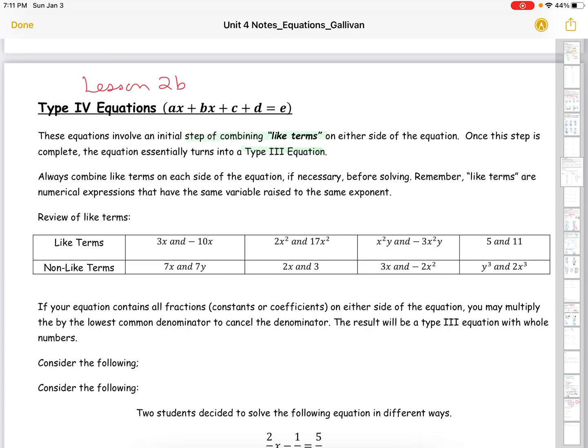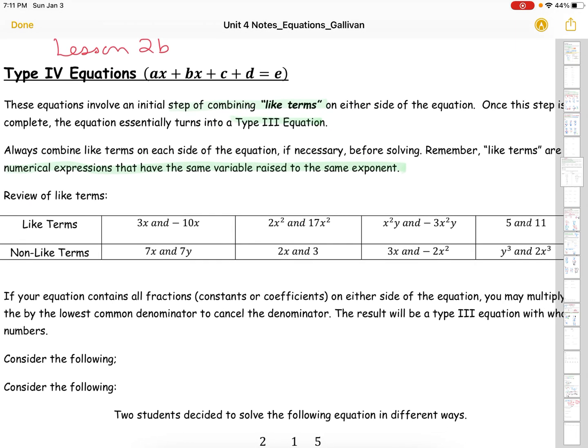Now we just finished our polynomials, so remember what like terms are. They need to have numerical expressions that have the same variable raised to the same exponents. So if we look here, 3x and minus 10x both have an x, so they're like terms. 2x squared and 17x squared have an x squared. So it doesn't matter what the coefficient is, just what the variable is. X squared y and negative 3x squared y again. And here, if you have two constants, they are also like terms.